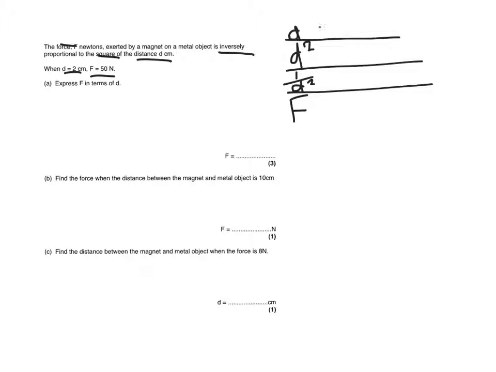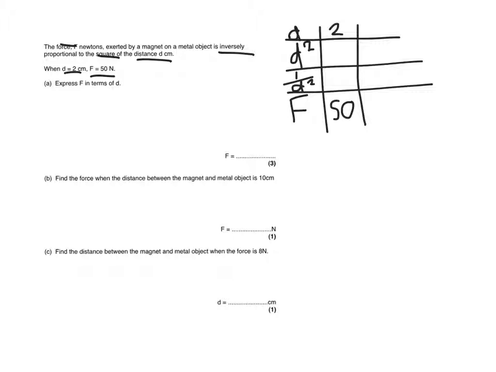So if I get my table drawn, the force is inversely proportional to the square of d. So I've got d, and then I've got d squared, and then it's inverse, so it's going to be 1 over d squared. I draw some lines in here just to make it easier to see. If d is 2, F is 50.